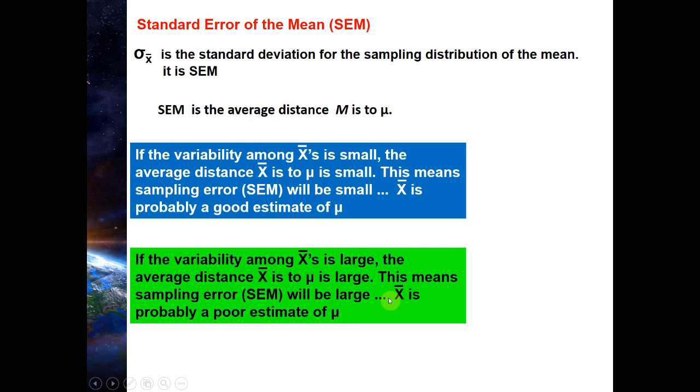So it's possible that your x bar could be very, very good and very close to mu. But on average, if the SEM is large, that means on average x bars are far from you. You won't know about your particular x bar, but you should go with the odds and say, well, on average, x bar is far away from you, so my best guess is that my mean is also far away from you.